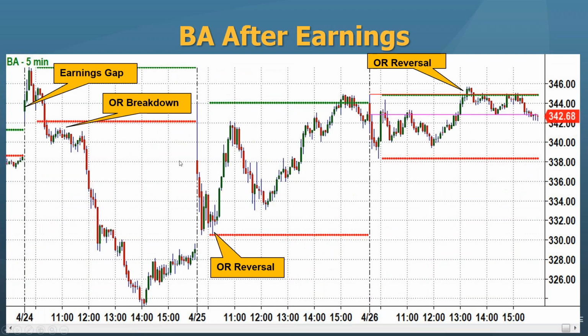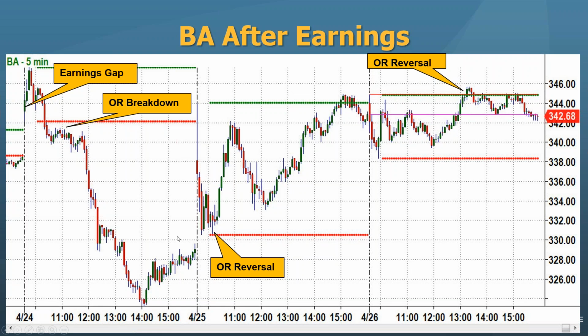Now, what about gaps, right? So here's Boeing after an earnings gap. Now, if you have a stock that gaps up on earnings, it should not come significantly below its opening range. Now, they're not all going to fall out of bed like this, but one of the things you should watch on earnings is that the market continues to go in the direction of that gap. All right, if it comes against it, watch out.